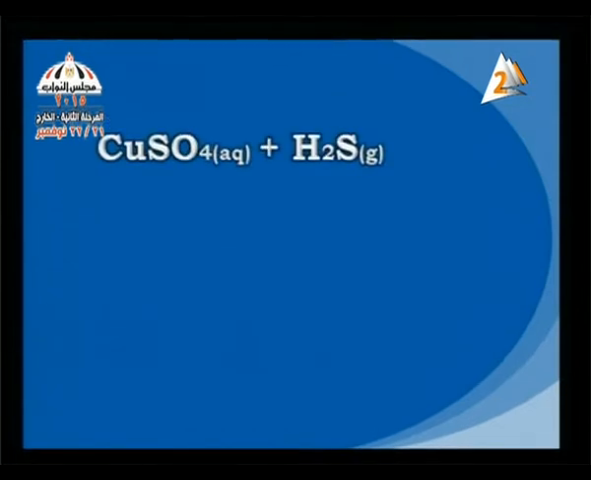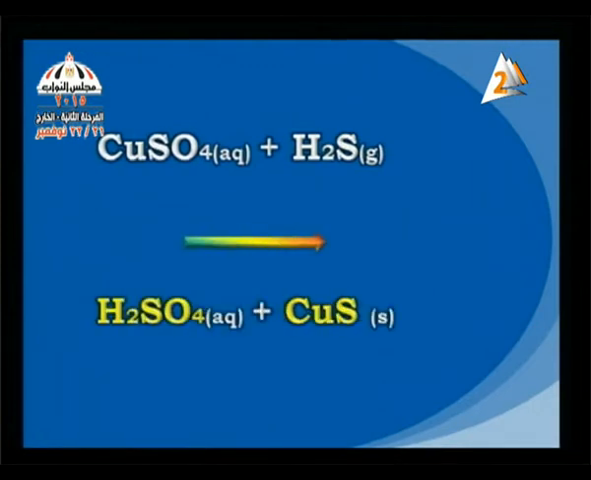Catch the equation now. Here we have copper sulfate aqueous solution and H2S in the gaseous state. Remember the state of each component, of the reactants and the products. What are the products here? Everyone knows it now. The first is sulfuric acid, H2SO4 in aqueous state. The important result, in solid state, is copper sulfide, an indicator of the sulfide group.